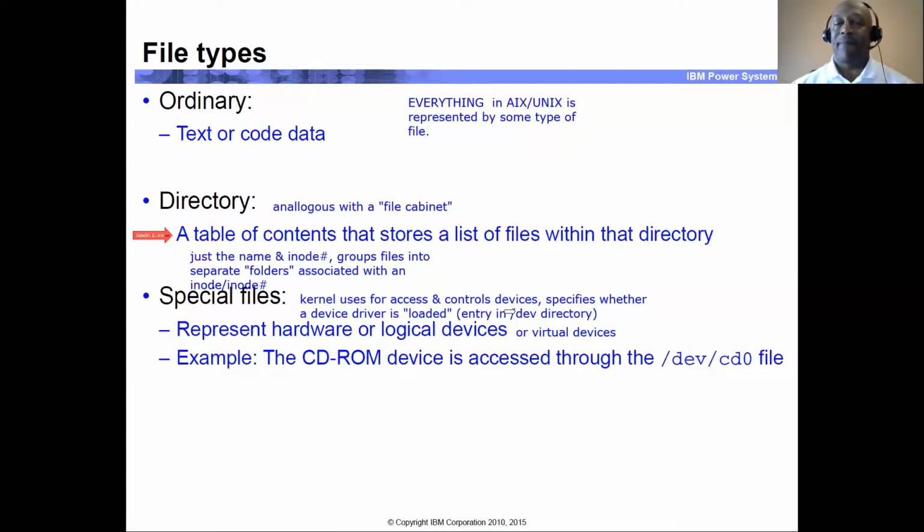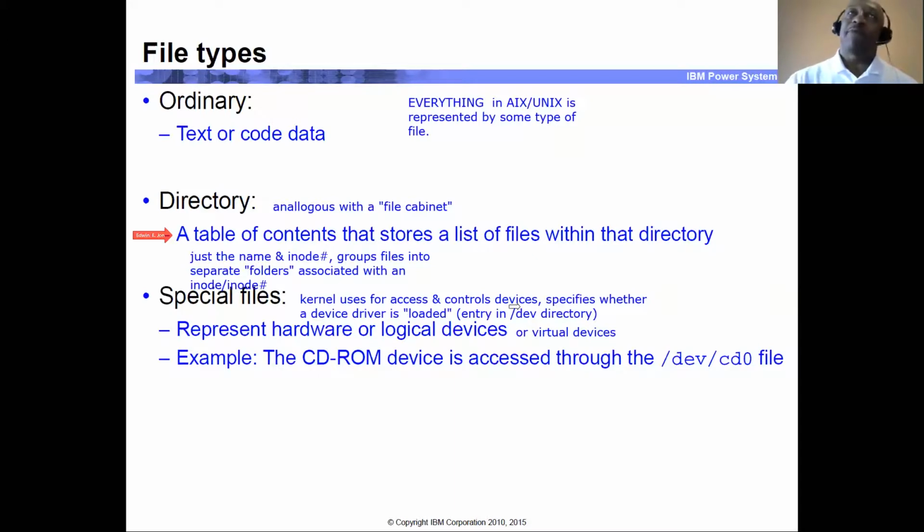All right. So we have ordinary files, ordinary text files. We have directories, which again are basically a table of contents that stores a list of files contained within that particular directory. And then of course, there are special files, which the kernel uses for access and control of devices. But really, those are device driver files. A device driver is just software code that allows the operating system, in that case the kernel, to actually operate or function against or with that particular device.